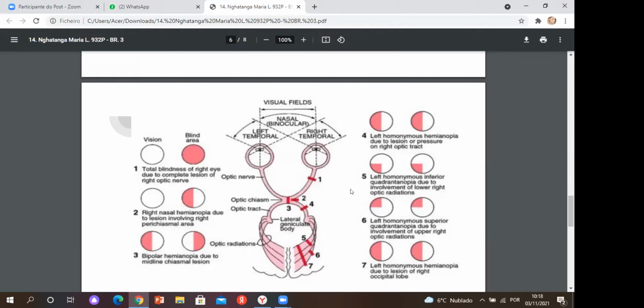If there is a tumor or stroke in the left occipital lobe, left occipitalis localization, the patient does not see the left half of vision, the left hemisphere of vision.